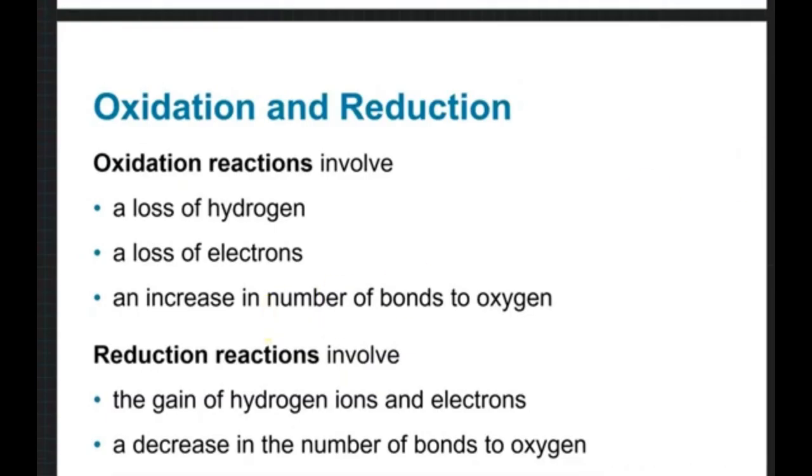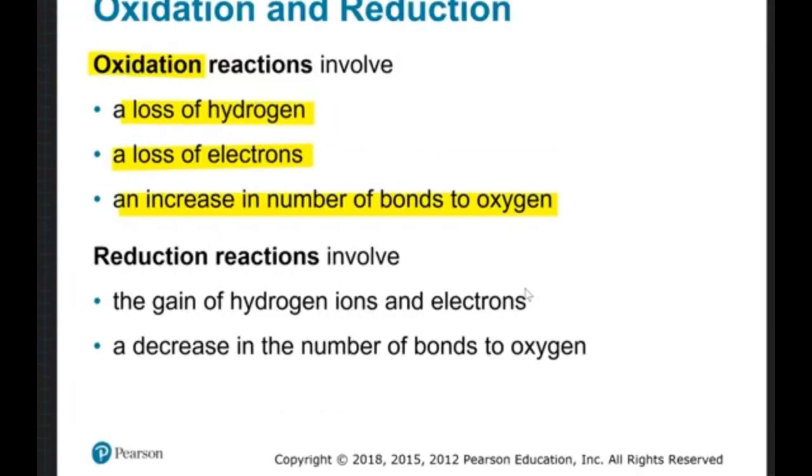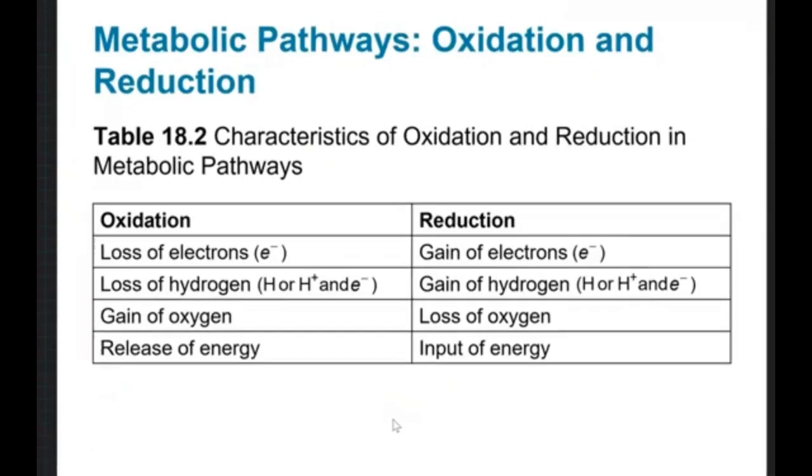So first we need to discuss, and I think we talked about it before, the concept of oxidation and reduction. In the reactions of oxidation, the following can happen: a loss of electrons, a loss of hydrogen, or an increased number of bonds to oxygen. In reduction, it's either the gain of hydrogen or electrons, or a decrease in the number of bonds to oxygen.